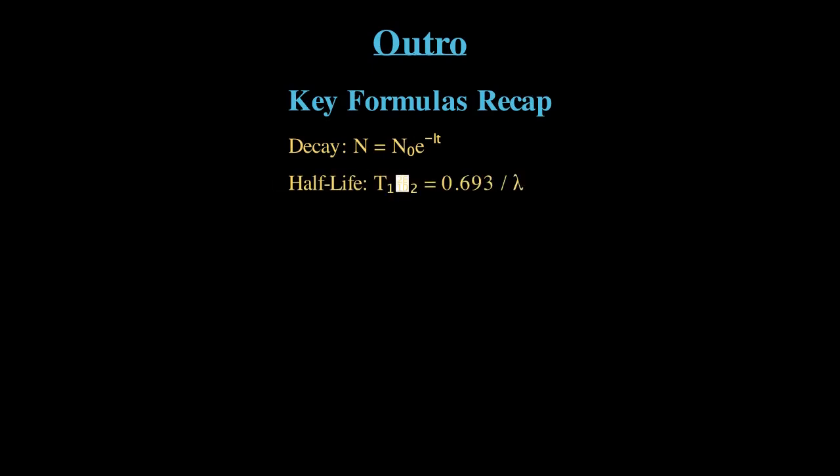All right, that's a wrap. Just remember these key formulas: the decay equation N equals N naught e to the power negative lambda t, half-life T1/2 equals 0.693 divided by lambda, and mean life T mean equals 1 divided by lambda.